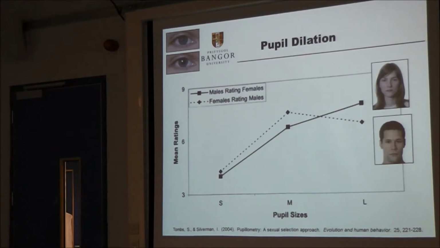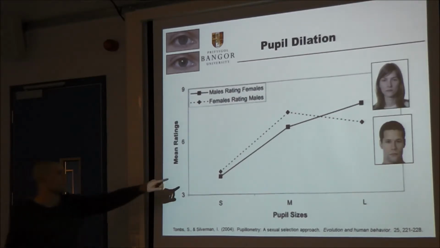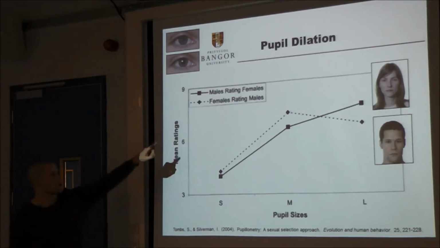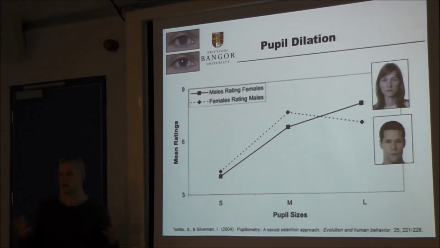And the suggestion is that this sign of arousal, potentially sexual arousal, or just interest or engagement in a female face, is something that is interesting and positive to a male participant. Interestingly, you get this quadratic effect in the female participants looking at male faces, where actually the most preferred pupils are those medium average sized pupils.